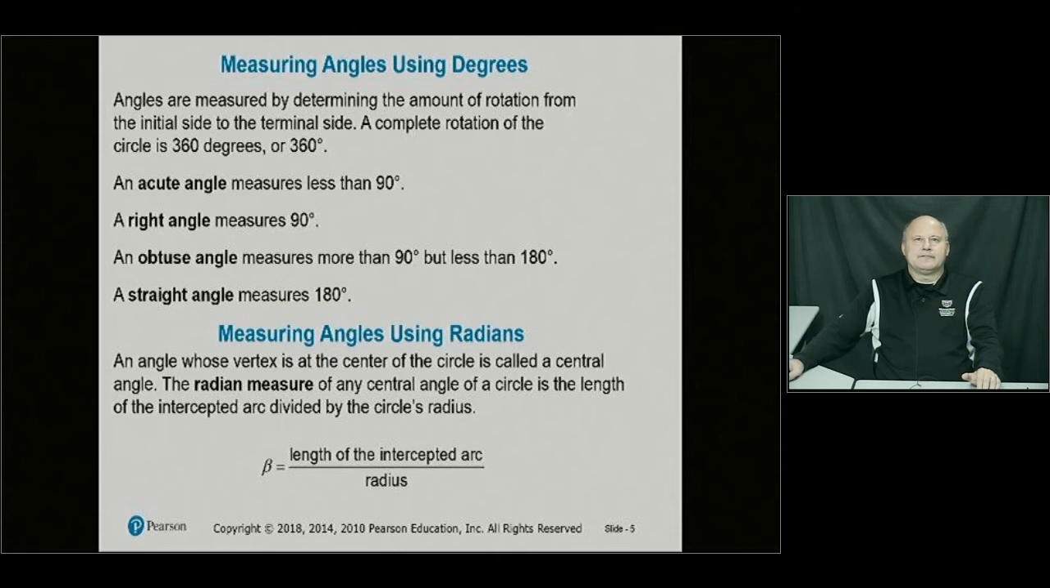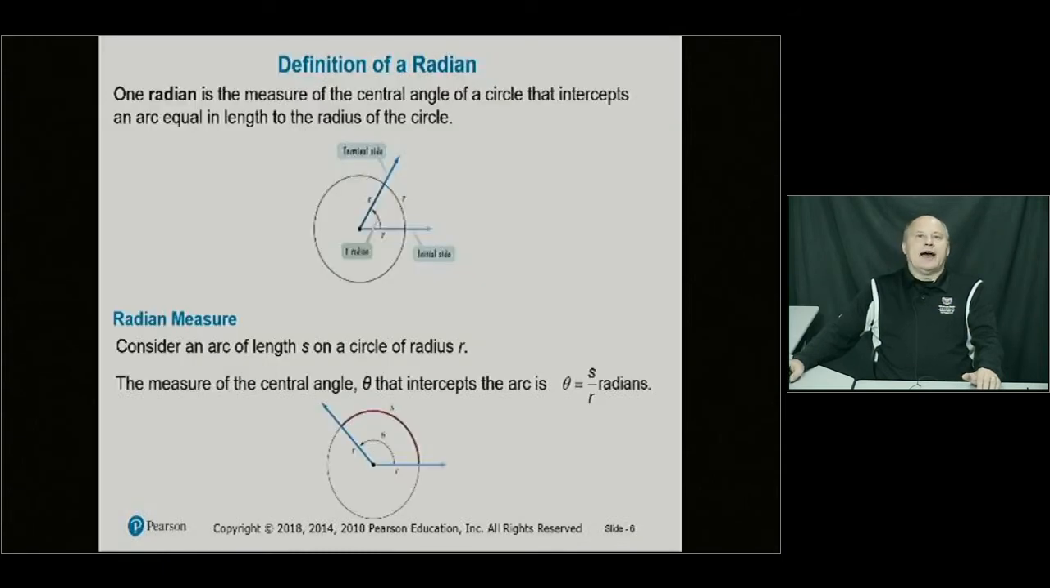Now, definition of a radian. 1 radian is the measure of the central angle of a circle that intercepts an arc that has equal length to the radius of the circle. So if you look at the picture, the radius of that circle is r, but the length of that arc is also r. They have the same length. That's only going to happen that one time. So the angle formed by that central angle is 1 radian.